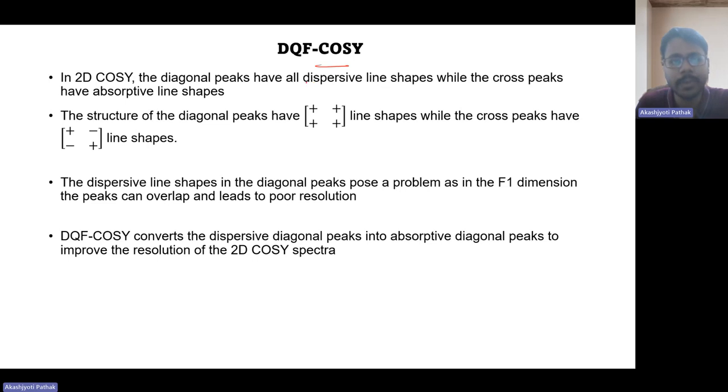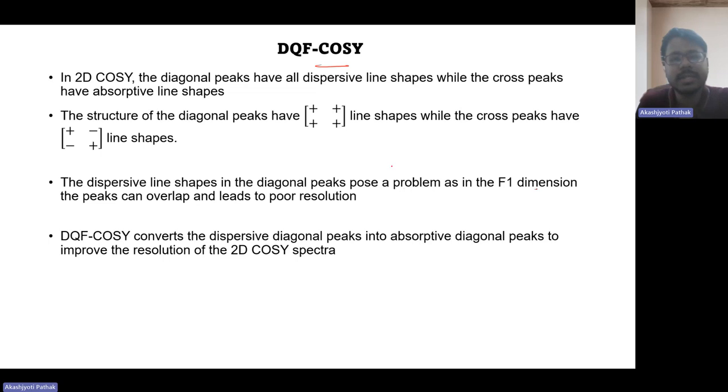So this is the problem that we observe in a 2D COSY: the diagonal peaks all have dispersive line shapes, while the cross peaks have absorptive line shape. The structure of the diagonal peaks has plus plus plus plus line shape, while the cross peaks have plus minus minus plus line shape. The dispersive line shape in the diagonal peaks poses a problem, as in the F1 dimension the peaks can overlap and lead to poor resolution.